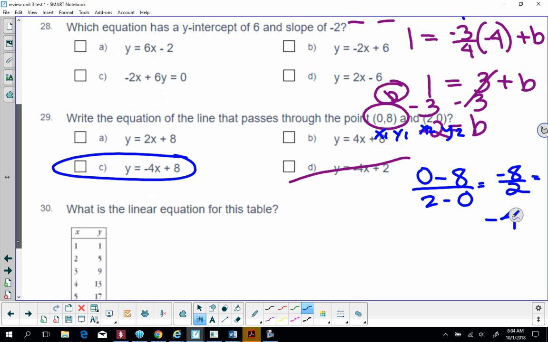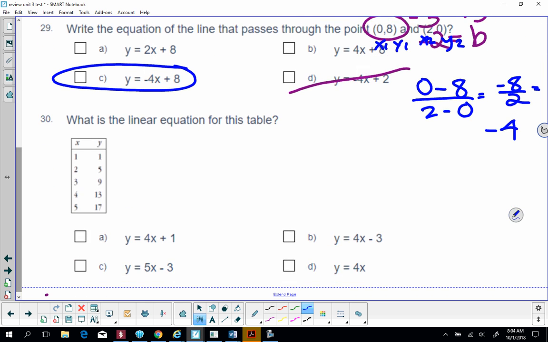You're also going to have table questions that look like this. Remember, what could I do with my answer choices if I totally forget how to do this? Because it is multiple choice, what could I do with these to figure out which one works? Plug them in. So I can literally take this point 2, 5. I could plug it in here, and I should get 5 as my y. This is not the way I want you to do it, but in case you forget.